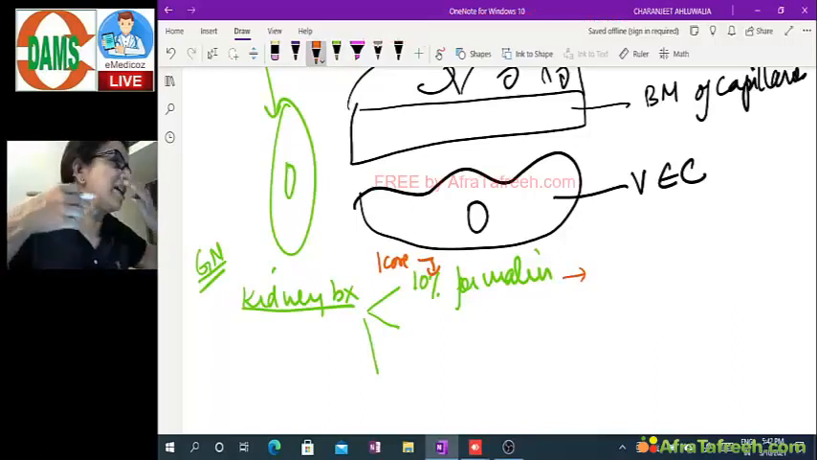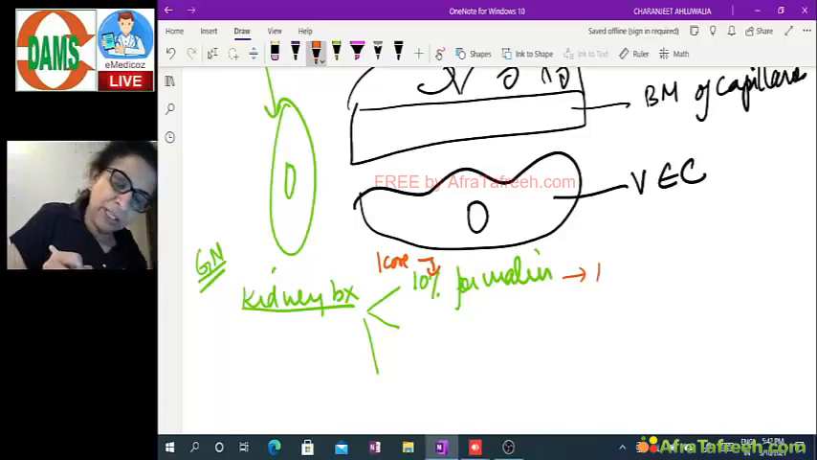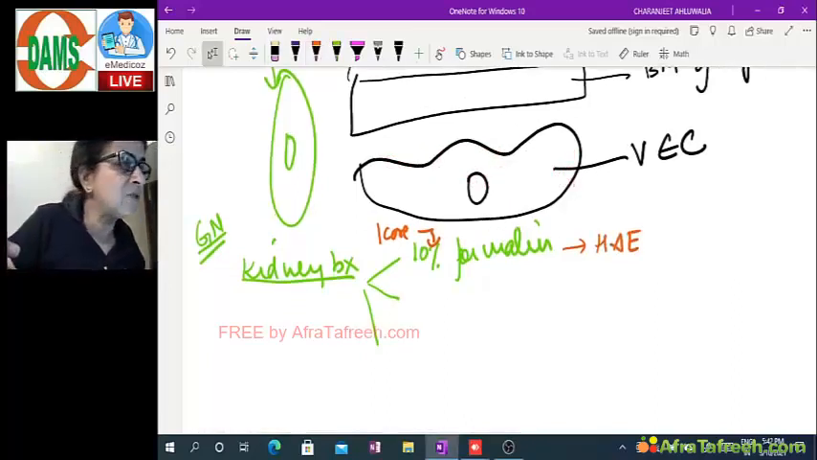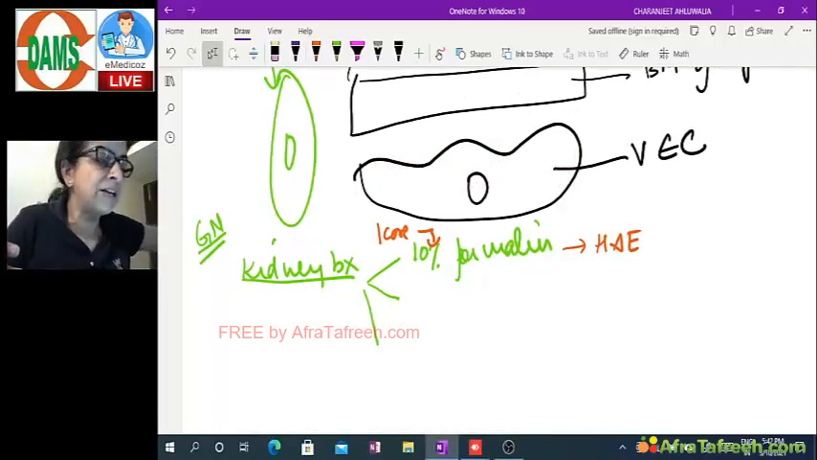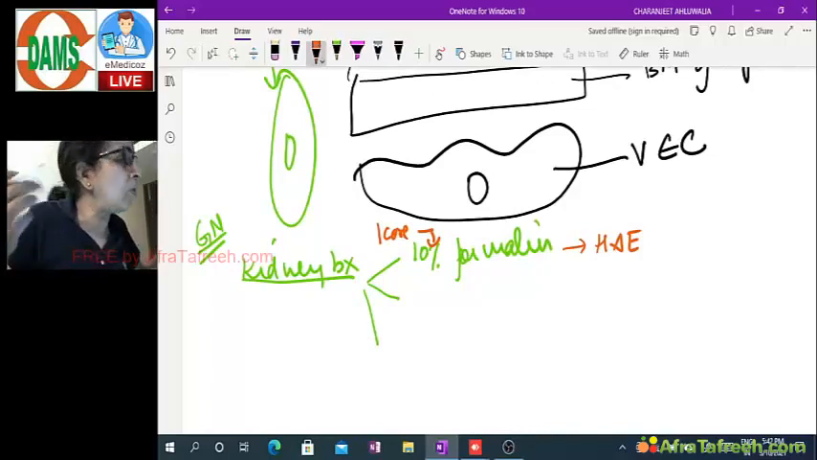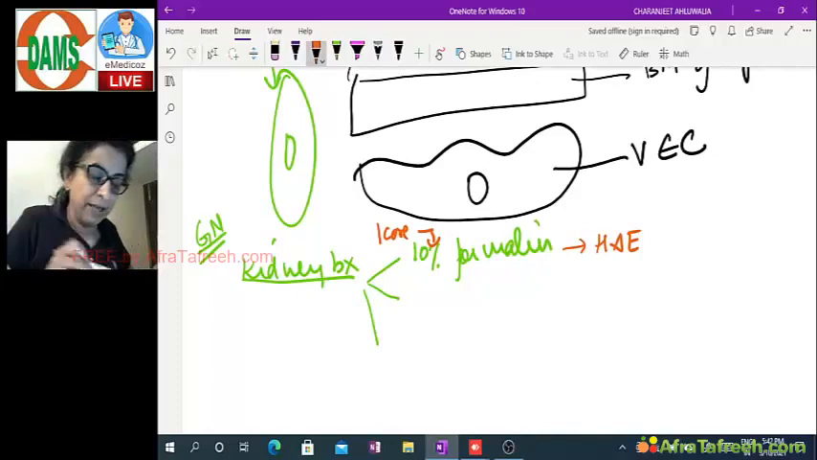We will process it. We will cut sections. We will stain it with HNE. What is HNE? Hematoxylin and eosin stain. You've all seen slides in pathology. They had pink and blue color. That is hematoxylin and eosin. So you stain it with HNE and see under the microscope and you diagnose it. You make a diagnosis. But just staining with HNE is not sufficient.